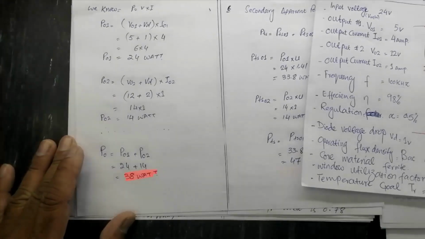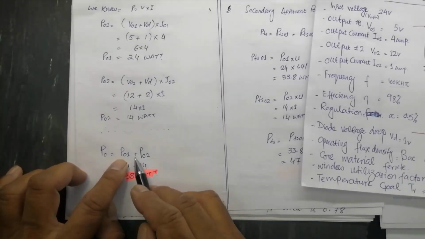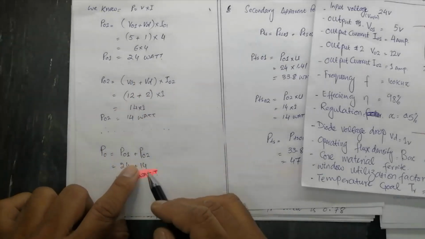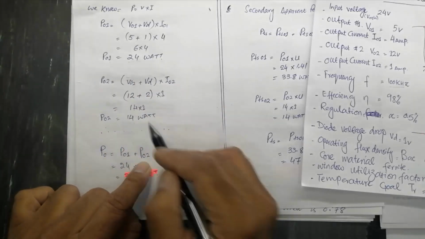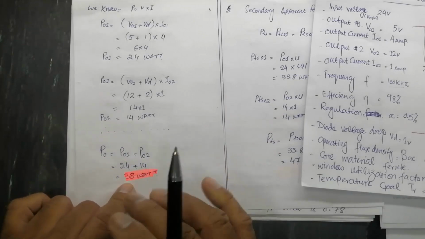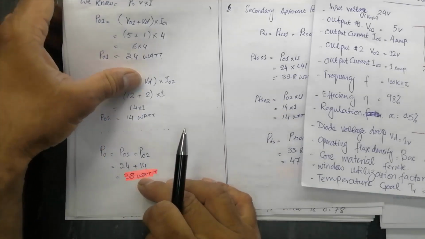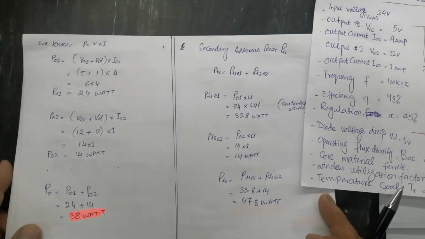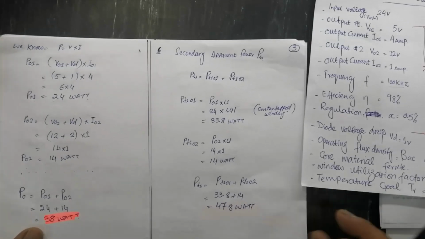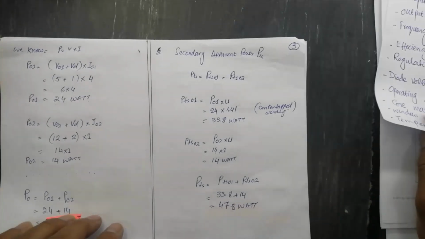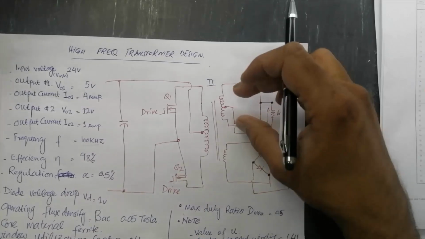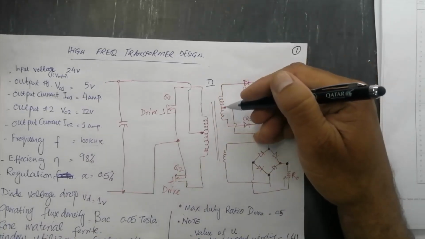So in the calculation, PO1 is here 24 watt plus PO2 14 watt, 24 plus 14, 38 watt. 38 watt power is the total output. Now we have to select apparent power, because here we are using two windings. So we have to multiply with factor U.